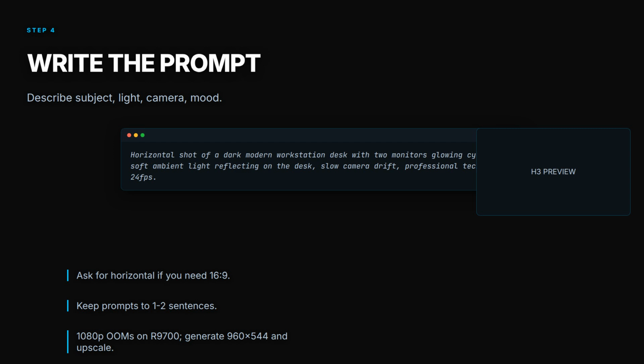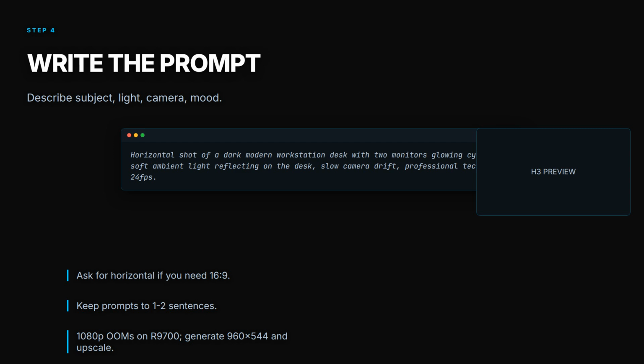One hard lesson: 1080p horizontal generation currently runs out of memory on the R9700. So I generate at 960 by 544 and then upscale to 1920 by 1080 with FFmpeg. You lose a tiny bit of crispness, but it is the practical path today.